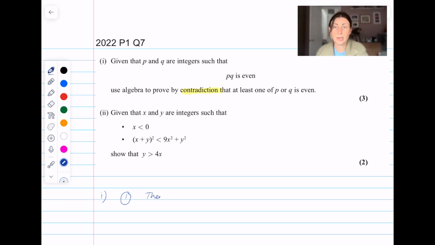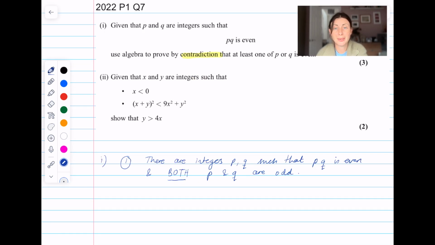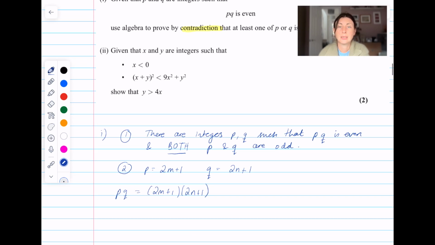So in this case, we're going to assume that there are integers where PQ is even, and both P and Q are odd. So there is the contradiction. For odd numbers then, we can use the notation P equals 2m plus 1 and Q equals 2n plus 1. It's important to use different letters when we're dealing with potentially different integers. And then we're going to multiply them to get PQ. Expand.